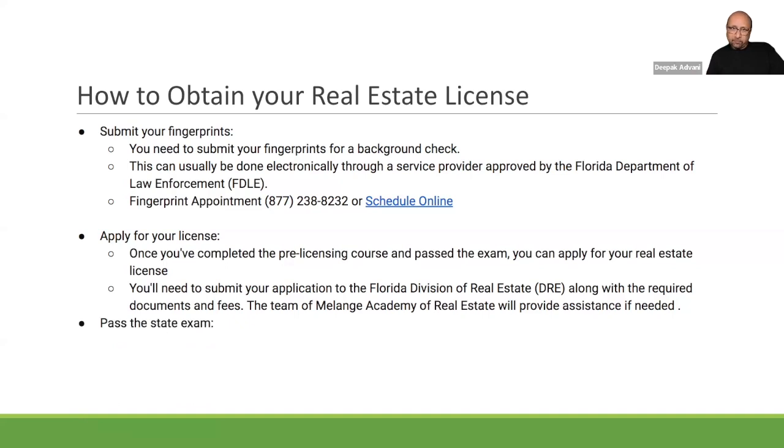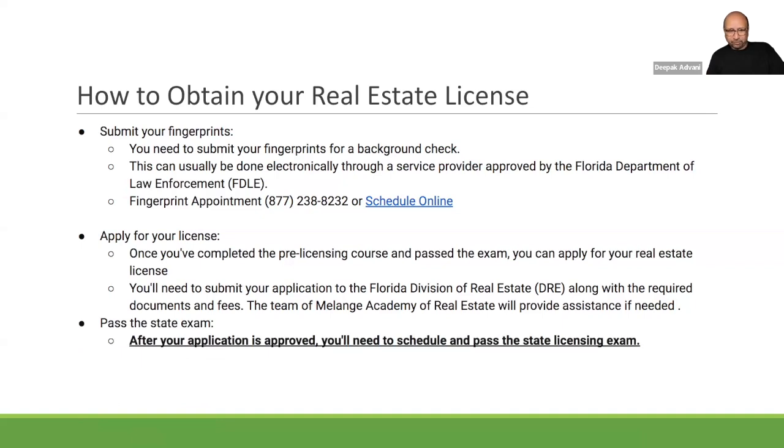Once you have applied for the license, then you have to pass the state exam. It's very crucial. So after your application is approved, you will get an email confirmation that your application is approved and you will need to schedule and pass the state licensing exam. Now, the state licensing exam is a little bit difficult.